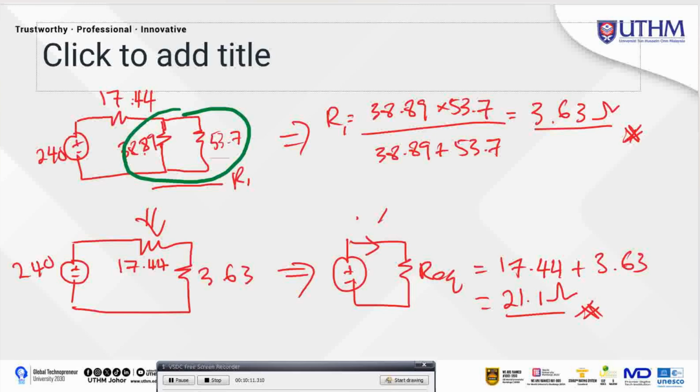Then you can determine the current passing through this equivalent resistor, which is I equals V over R equivalent. The voltage is 240 and the equivalent resistor is 21.1 ohms, which is 240 divided by 21.1, you get 11.4. So the current is 11.4 amp.